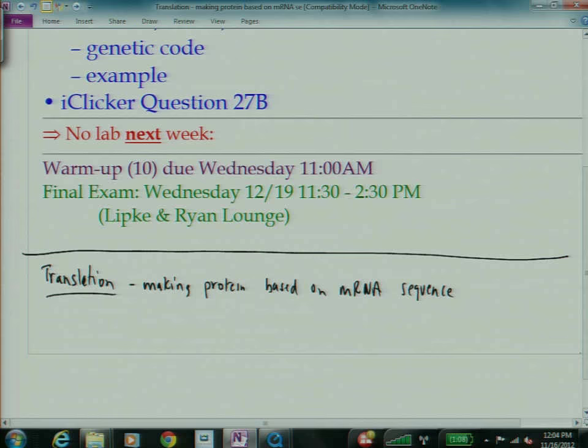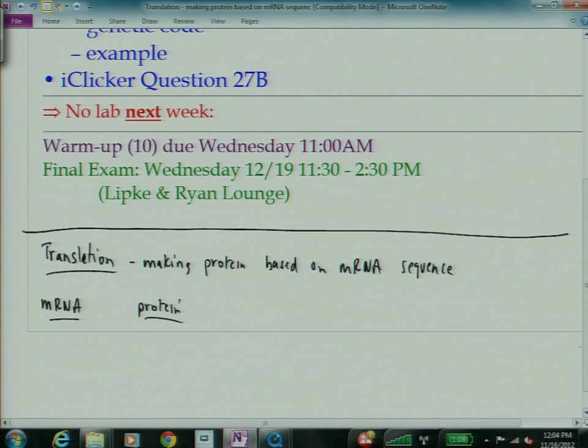So in the same way we talked about it before, the mRNA and the protein, you made a little table. mRNA has four letters. How many letters in the protein alphabet? How many amino acids do we worry about? A lot, right. There turns out to be 20.